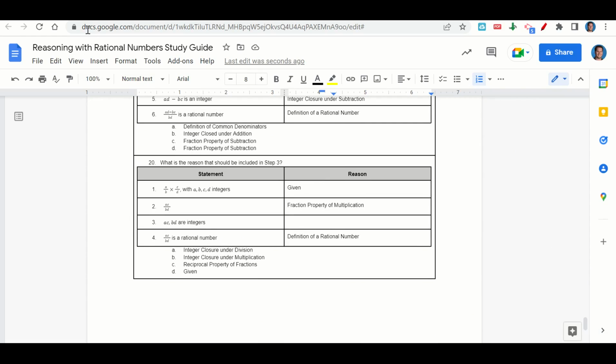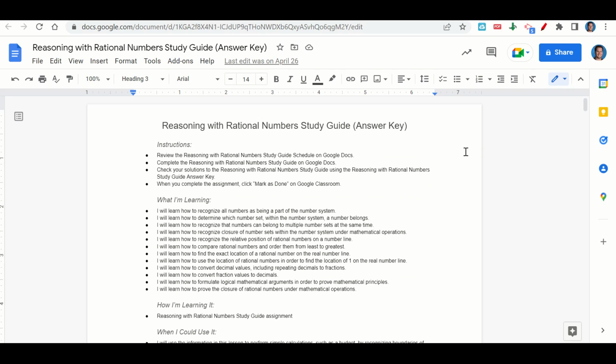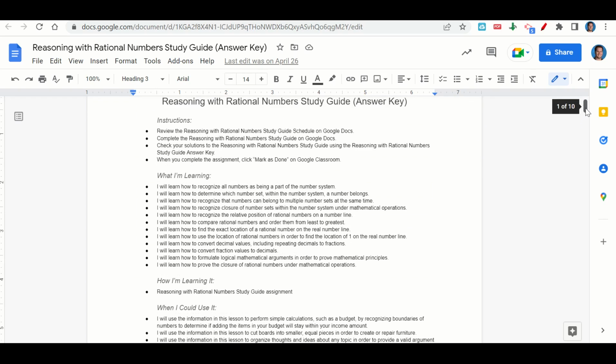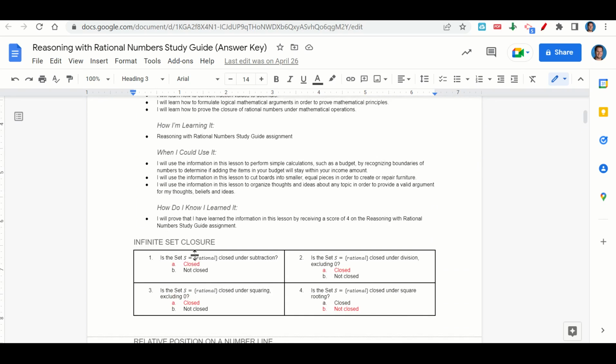When we get to the end, we'll go back to the answer key now and we can check our work and make sure we did it correctly. So if we scroll down, we said that the first question was closed and the second question was closed also. Well, we can see that those were the correct answers, so we know we did it correctly. So you can check your work using the study guide.